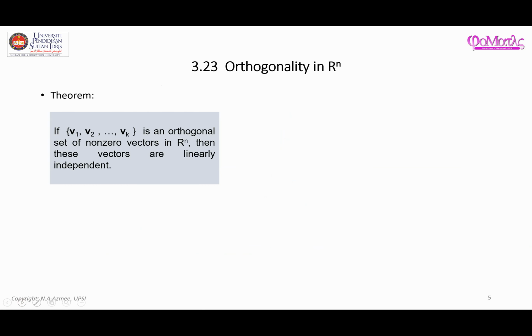Now let's move on to a bit of theorem here. Here we have a set of vectors. We have several vectors inside here.